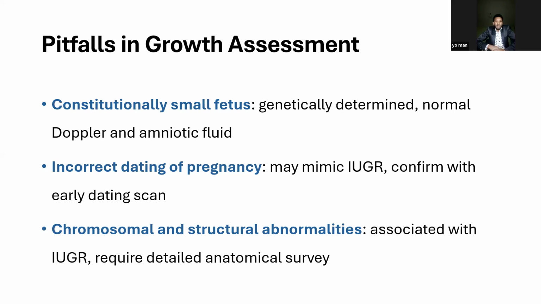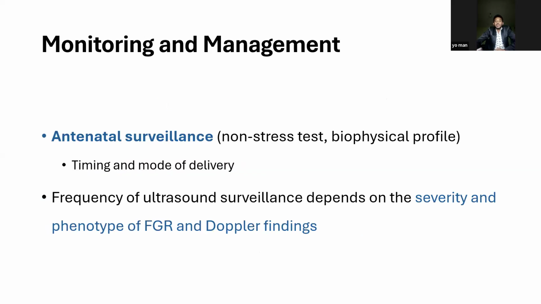The first one is you call it SGA, but the fetus might be a constitutionally small fetus, and rather it will be normal, okay? So you may consider that. Incorrect dating, and the other is chromosomal and structural abnormality may be a pitfall in diagnosing FGR.